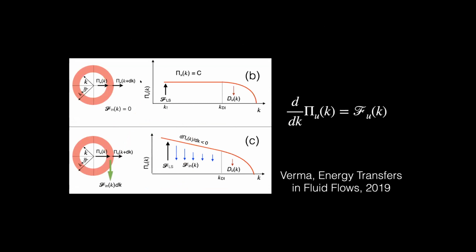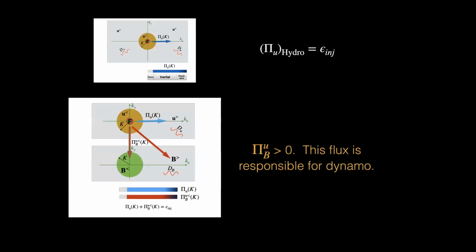For MHD, this is the Kolmogorov picture where these 2 fluxes were constant. But here, because of forcing inside the shell, I didn't draw the picture here, the flux decreases in the inertial range. And that is what is responsible for the dynamo. In fact, there are red arrows. My color has changed, I'm sorry. These red arrows represent the energy going from the velocity field to the magnetic field. And this is responsible for the dynamo.